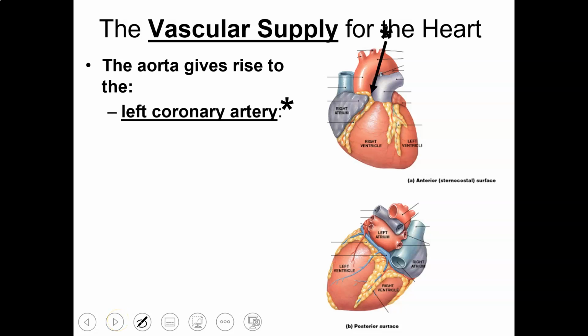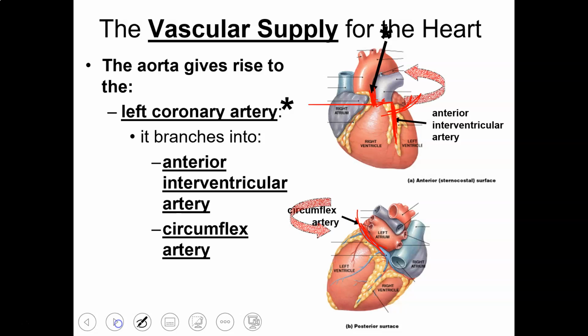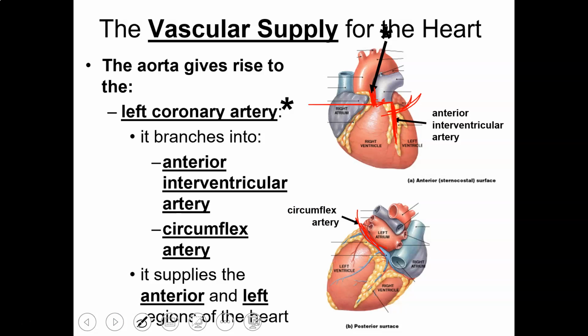The aorta gives rise to the left coronary artery. You can't see this, but it's kind of up and under the aorta. Right here, there's a left coronary artery. That left coronary artery is going to do two things. It comes over here and branches into this one. It's called the anterior interventricular artery. And then it's going to circle around to the side and become the left circumflex artery. The left coronary artery supplies the whole front and the left side of the heart.